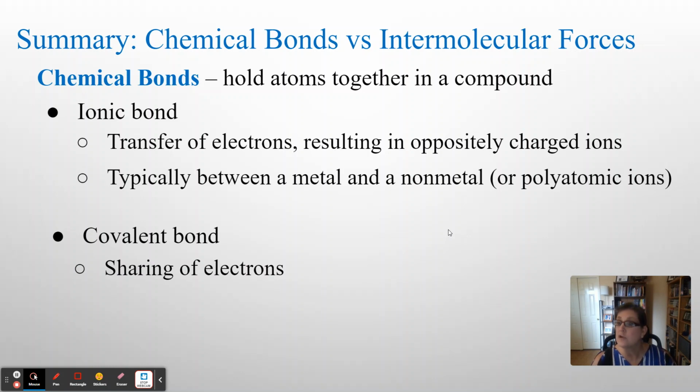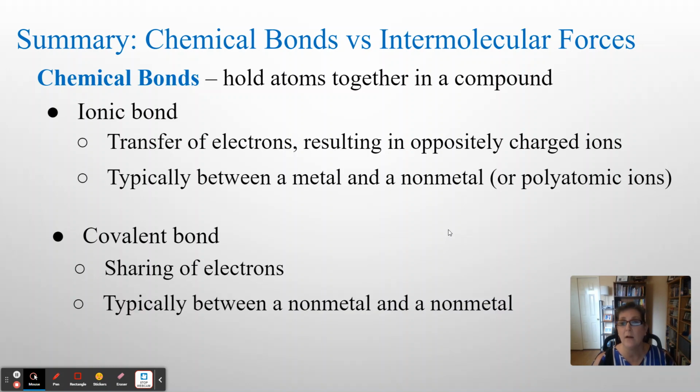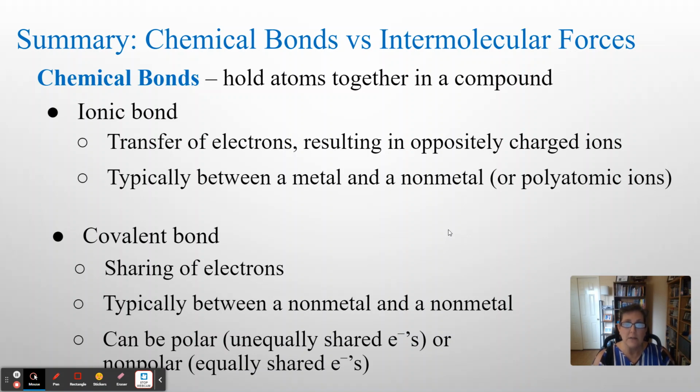Then we have covalent bonds. This is when electrons are shared, not transferred, but shared between non-metal and other non-metal atoms. Covalent bonds can be polar or non-polar. Polar is when we have two different non-metal atoms, so one pulls the electrons more, so they're shared unequally. Or we can have non-polar. That's when the atoms are the same, so the electrons are right in the middle. So the electrons are shared equally when atoms are the same, or C-H bonds are also non-polar.